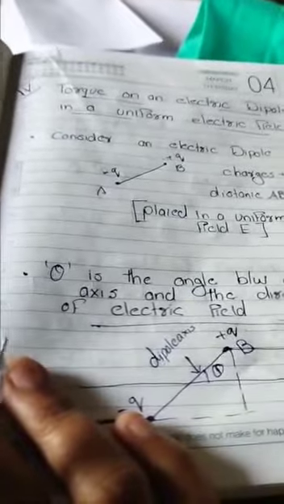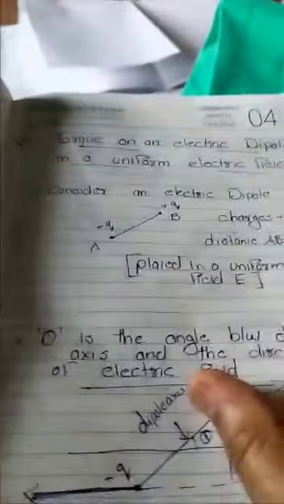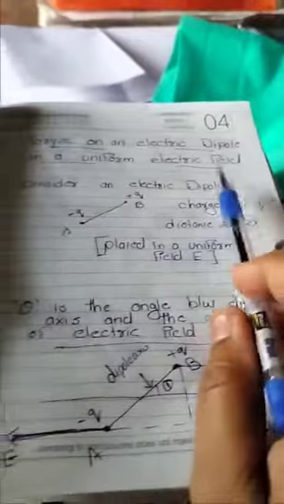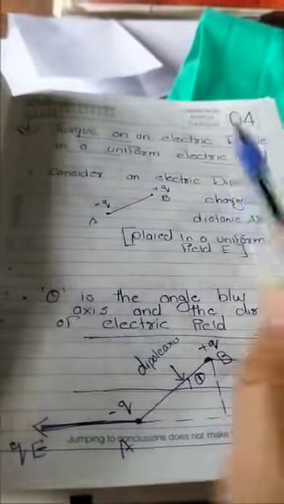Hello, good afternoon everyone. Today's physics topic is the fourth derivation of the same chapter. This is the last and fourth derivation of the chapter: torque on an electric dipole in a uniform electric field. From the heading, you already know what a torque is.